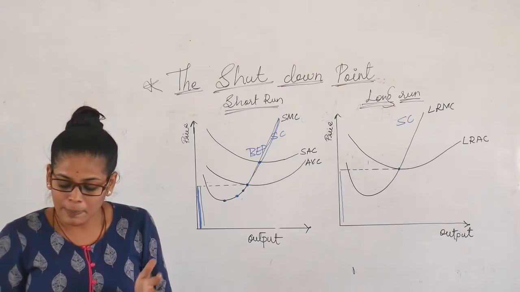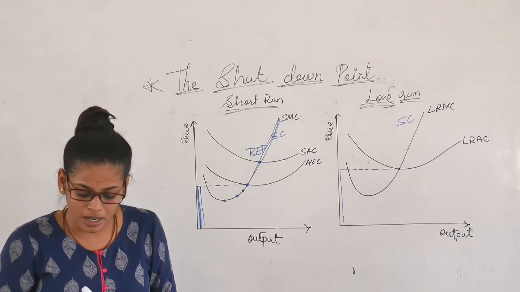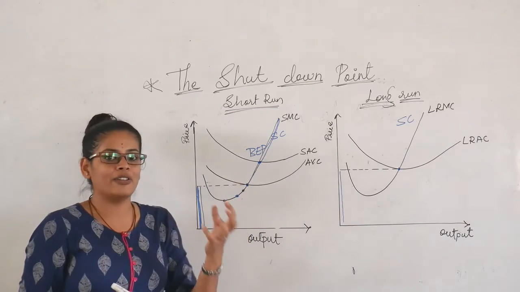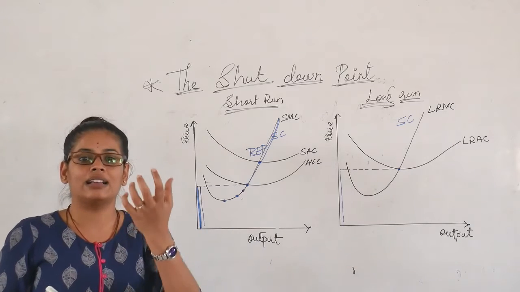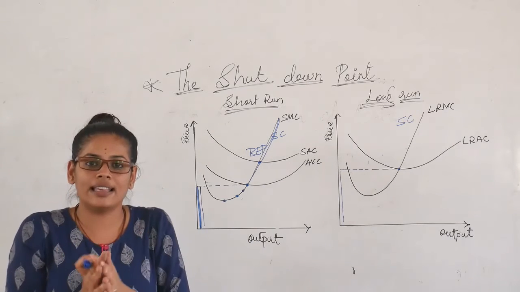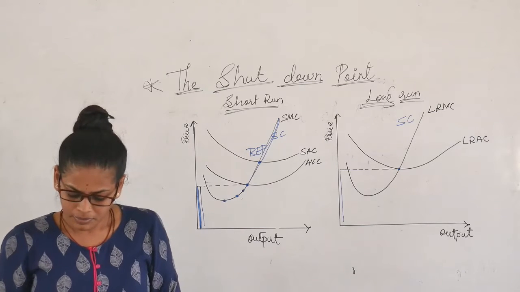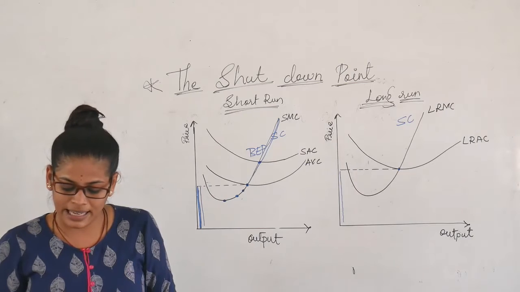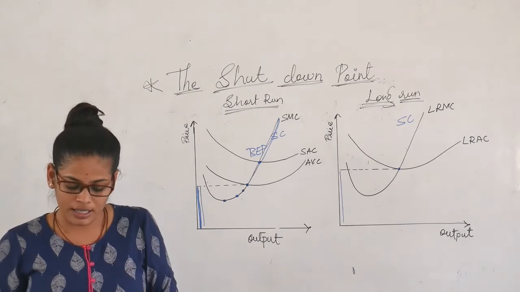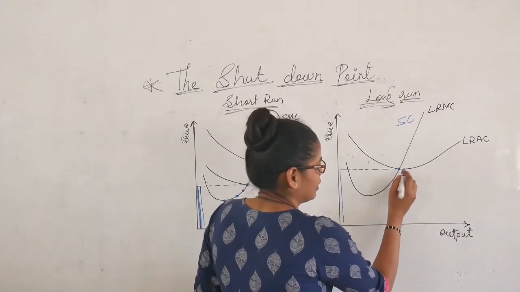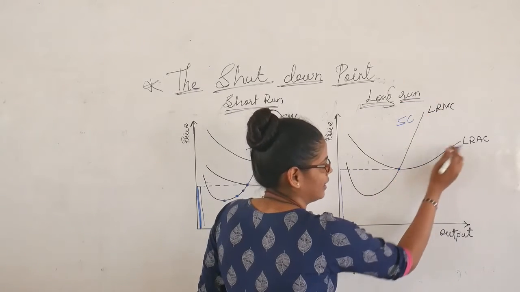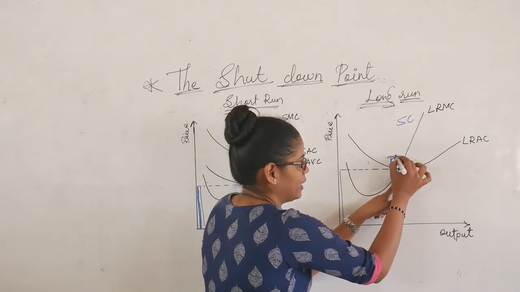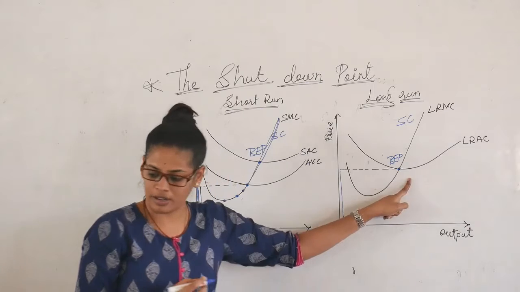So, the point on the supply curve at which the firm earns only the normal profit is called the break-even point. A firm or a company which is making just the normal profit is at the break-even point. It is the point of minimum average cost at which the supply curve cuts the long run average cost. So this is the supply curve, and it intersects here. This is BEP, the break-even point in the long run.